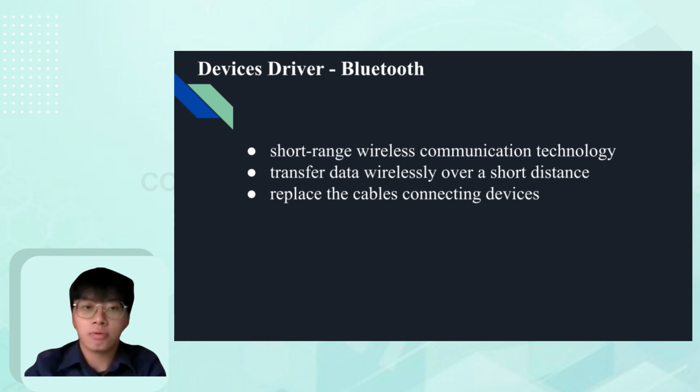Second is Bluetooth. Bluetooth is a short-range wireless communication technology. It allows devices such as computers to transfer data wirelessly over a short distance. It is meant to replace the cables connecting devices while keeping communication between them secure.